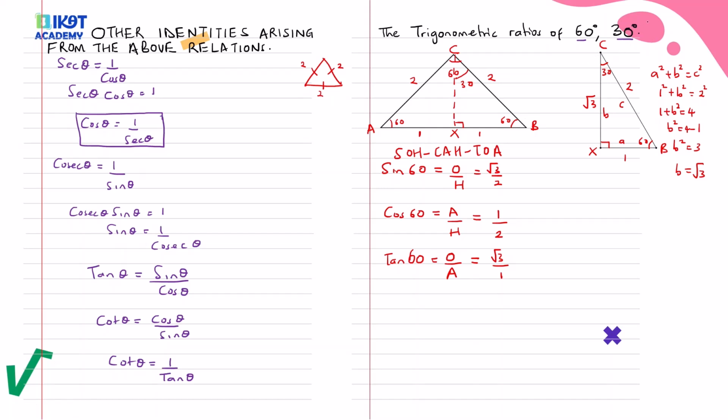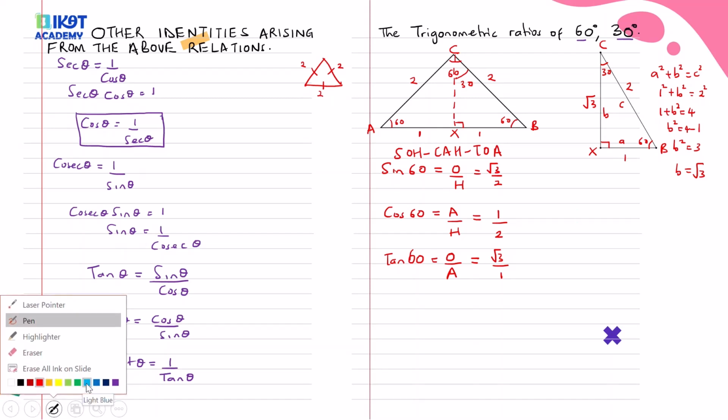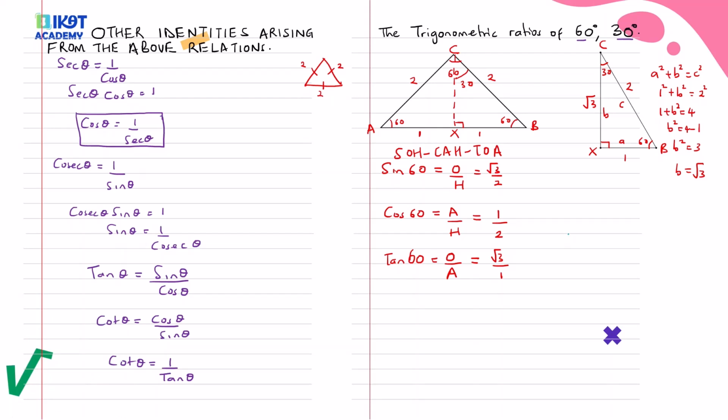So that is why this is very important. Now we're going to get the ratios of 30. So how do we get the ratios of 30? We're going to use still the same triangle, but this time I want to focus on 30. So let me draw the triangle here. Let me change the color to make it easier. Okay, let me use light blue, it's visible. So I'm going to redraw the same triangle.